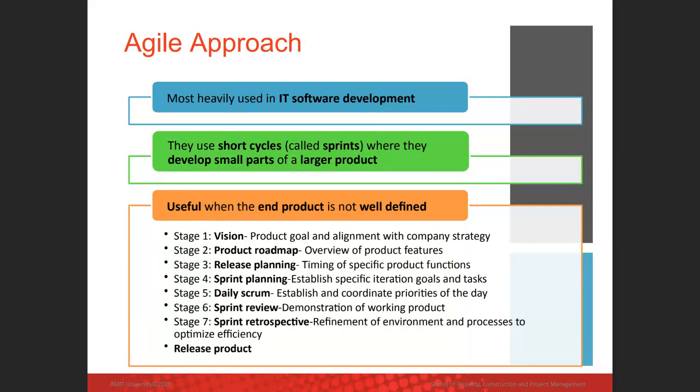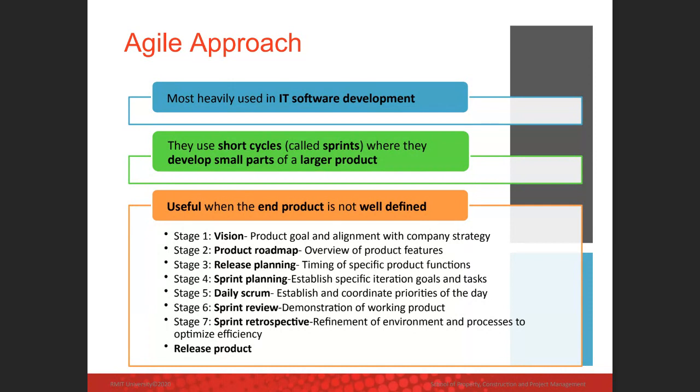So stage one, two, and three usually are done as a whole group. But then when the team is divided into smaller sprints, that's when they will start sprint planning within each sprint or groups, or small groups. And they will do daily scrum as well.